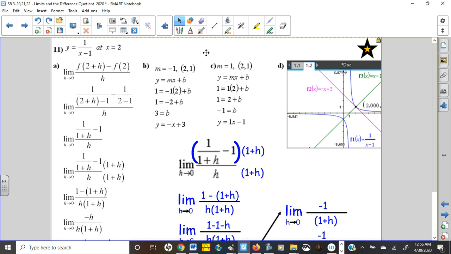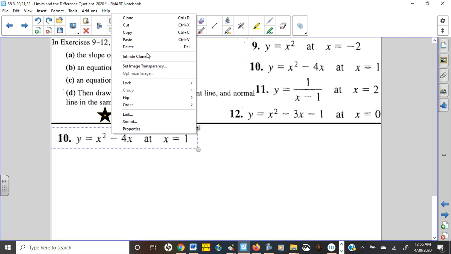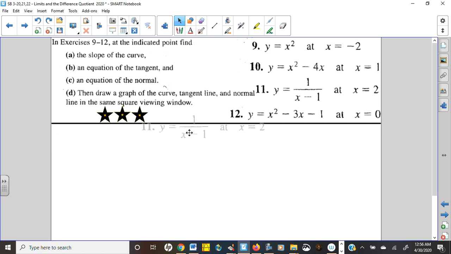Let's definitely work this one out because it's not a polynomial. You still do the same thing, you still use the difference quotient, but the algebra is different, and because of that, it freaks some people out. So let's take our time here with number 11.